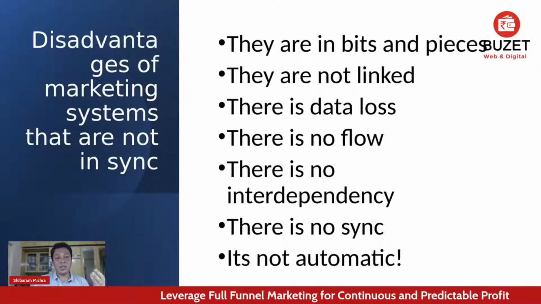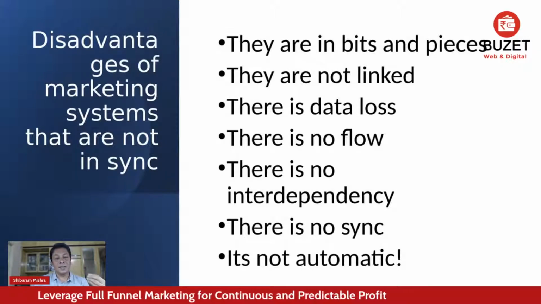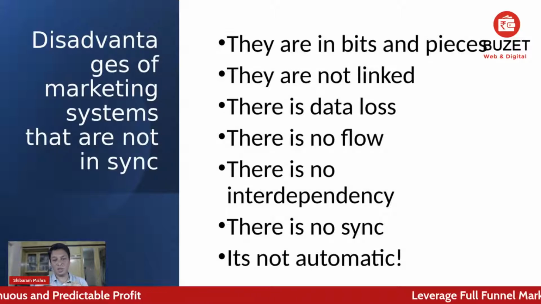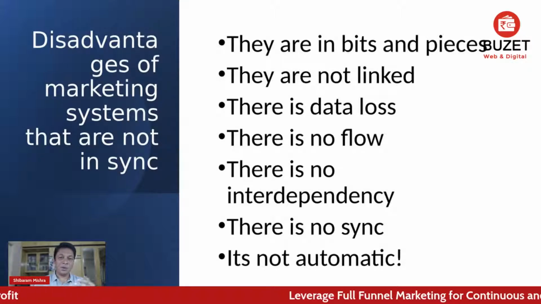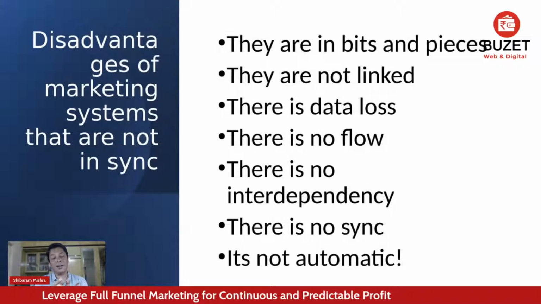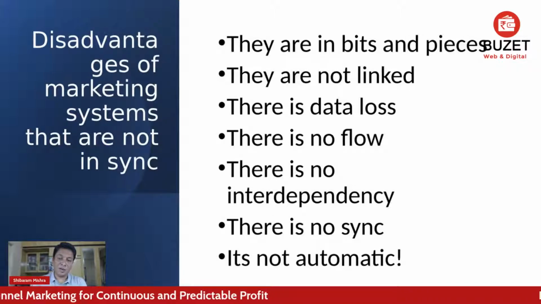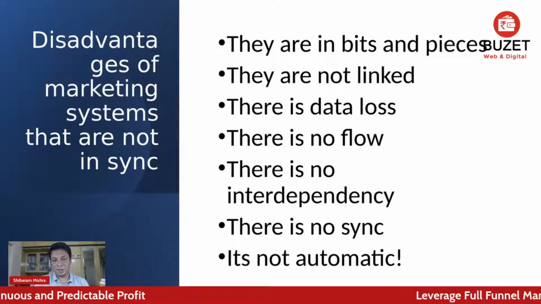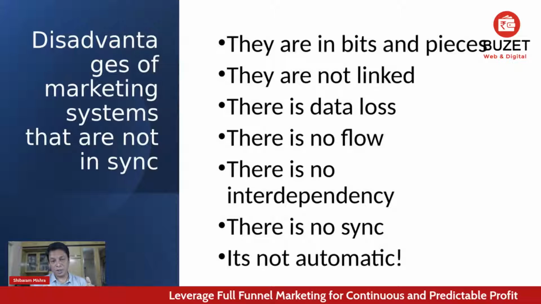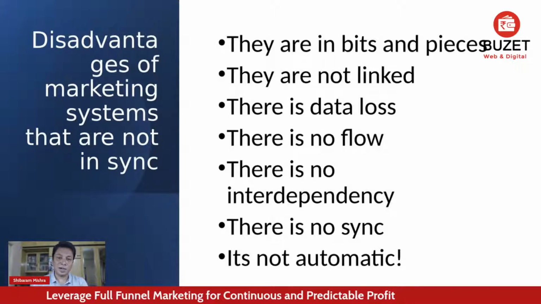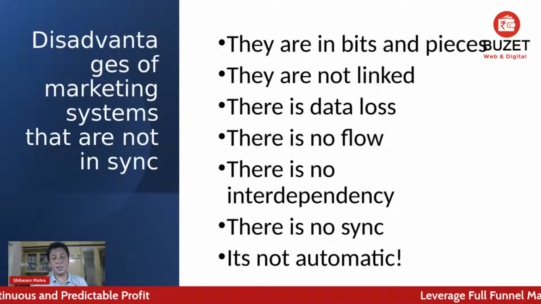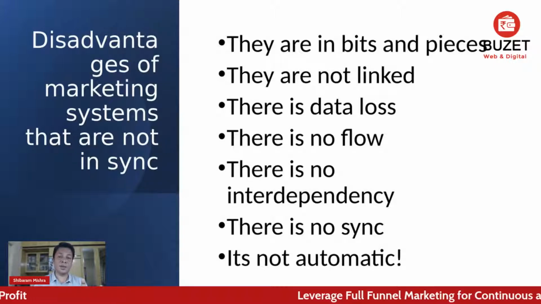So, what are the nitty gritty here? The systems are in bits and pieces. They are not linked to each other. Because they are not linked to each other, there is a data loss. Because there is no flow, you don't know what happened here. And when the second thing is doing something in your marketing system, is it connected to the previous step? Are you reaching out to each and everyone who is part of your target audience in different layers of your marketing system? Is there any interdependency? And since there is no sync, there is all this problem, and it is not automatic.